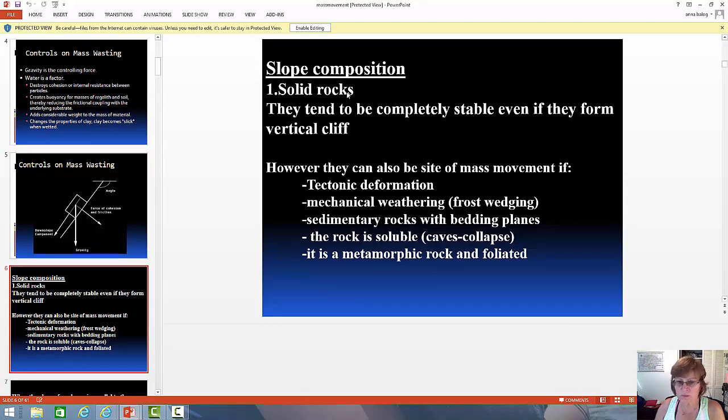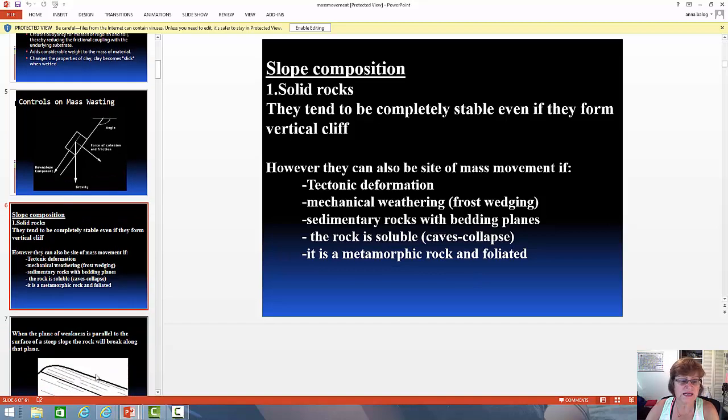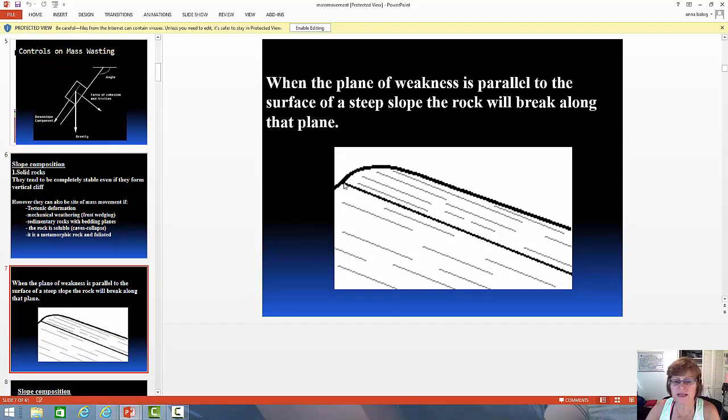You do know that the slope composition is extremely important. You have to know that solid rocks are much better. However, if they have weakness on the slope, any kind of weakness like tectonic deformation, frost wedging, layers of sedimentary rocks, soluble rocks like limestone in a karst area, or foliated metamorphic rocks, it makes it worse. Also remember that if you have a weakness plane which is parallel with the slope, it makes it worse.